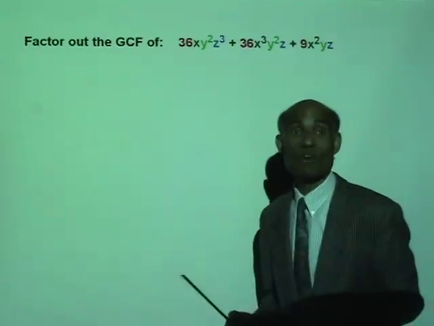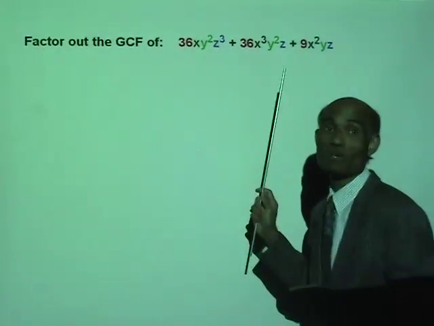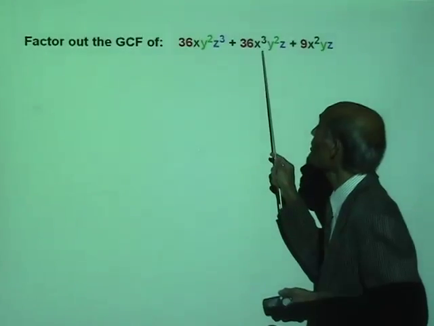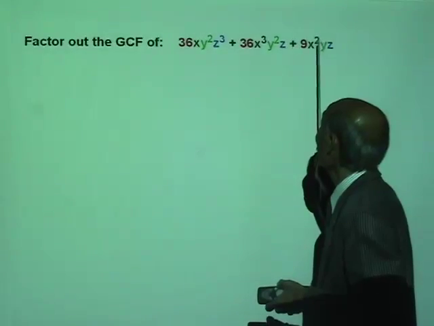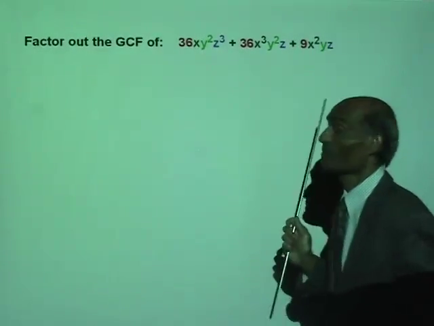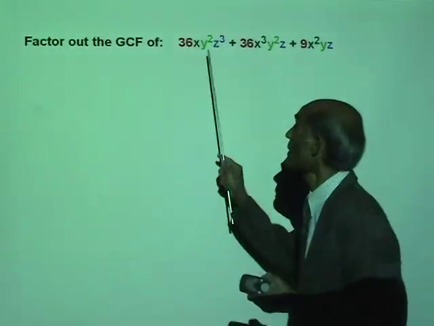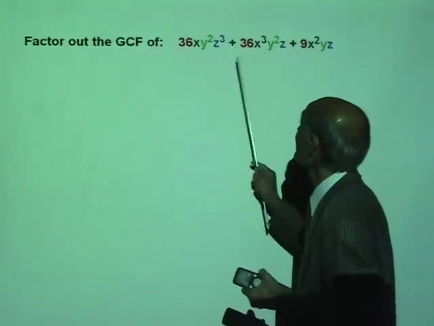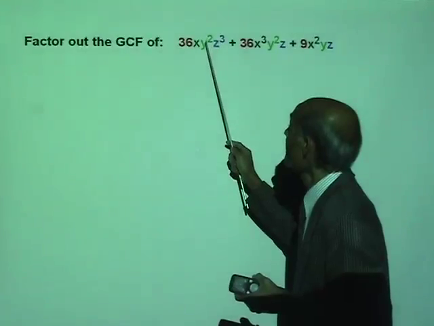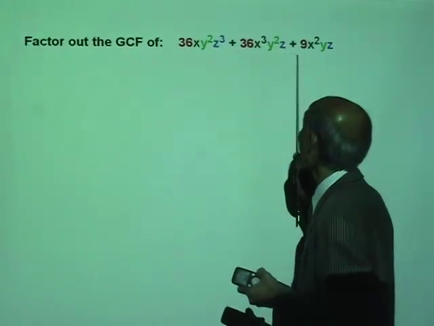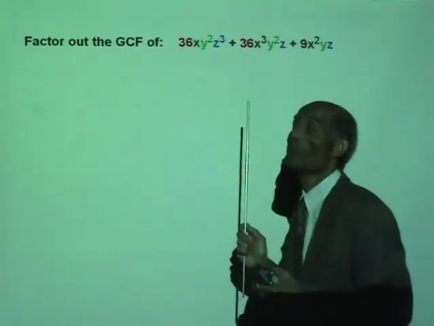Factor out the GCF of 36x y squared z cubed plus 36x cubed y squared z plus 9x squared y z. Now, I have used different colors to distinguish what? The numbers are in red, the terms in x are in dark green, the terms in y are light green, and the terms in z are blue.